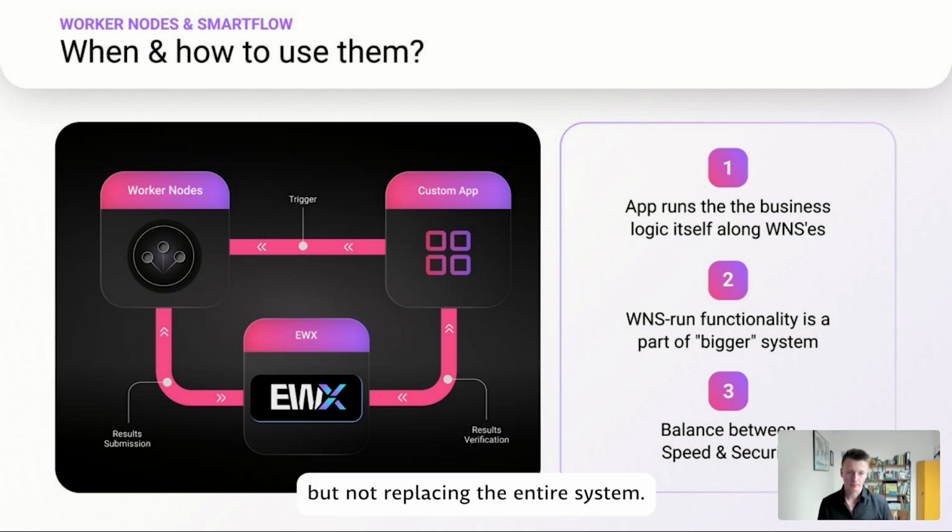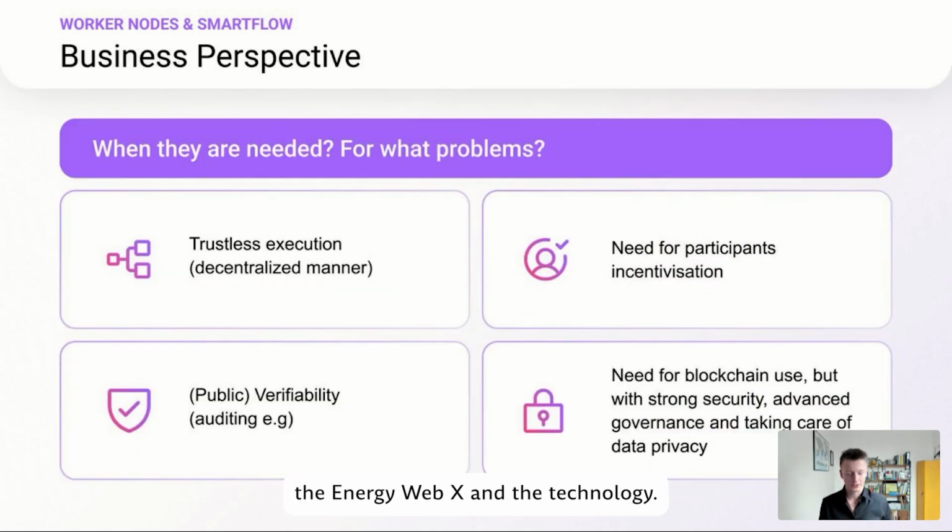replacing the entire system. And this way of picturing the worker node use cases in this category is a perfect balance between speed and security, because your app is not harmed by any hiccups that can be there between the large number of worker nodes and their ability to reach consensus, but yet this consensus will be there, and you will have security coming from the worker node integration, and that integration alongside Energy Web X and DLT technology.